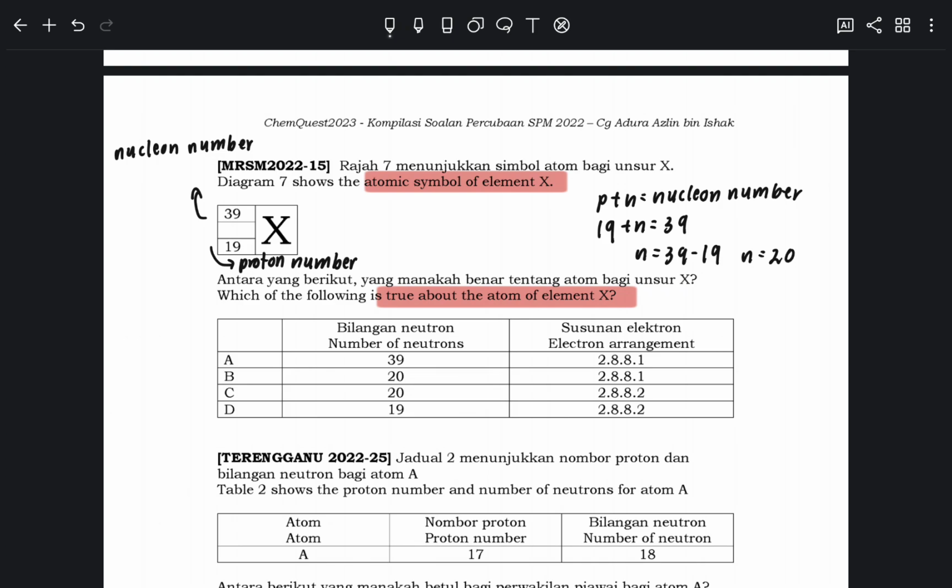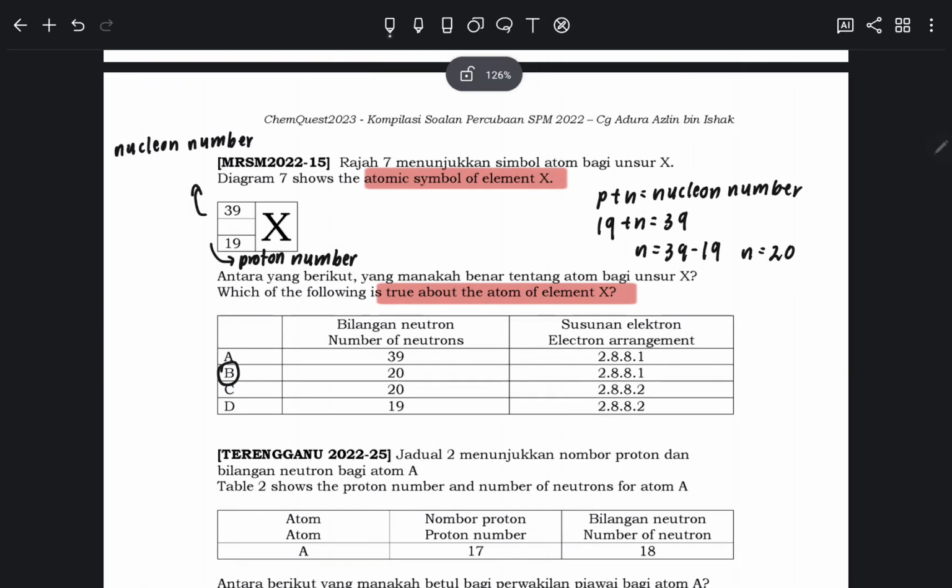Okay, then electron arrangement. Which one should I refer to for electron arrangement? They say this is an atom, correct? So when it is an atom, proton equals electron. So how many electrons do I have? 19 electrons. So for B, I have 2.8.8.1. So overall, 2 plus 8 is 10, and 10 plus 8 is 18, and then this one is 19. For this one, 2 plus 8 is 10, 18, and 20. But my proton number is 19, not 20. So obviously C is wrong.